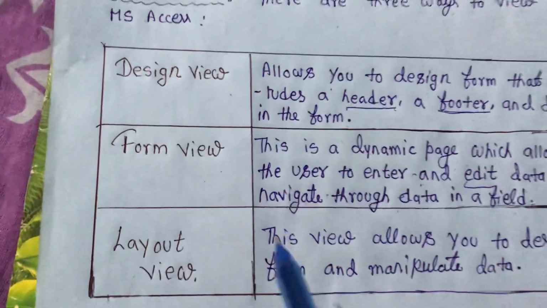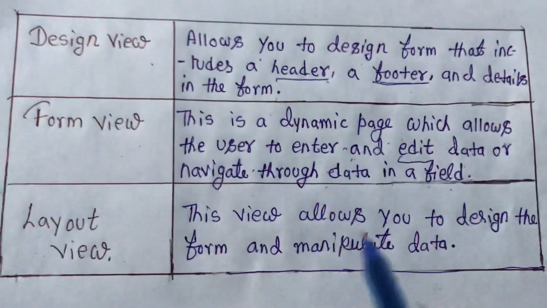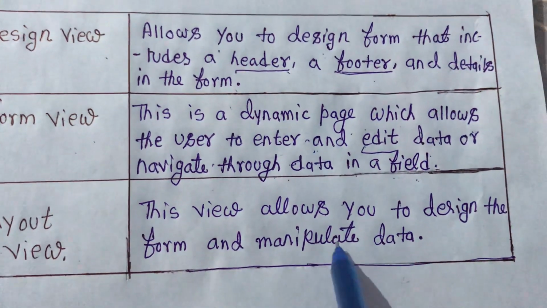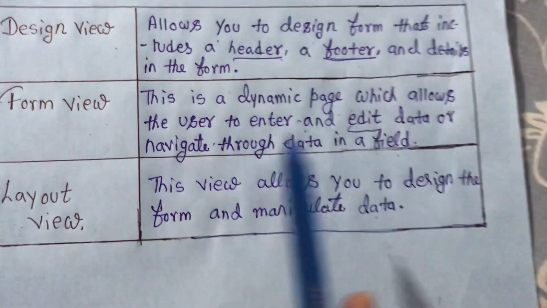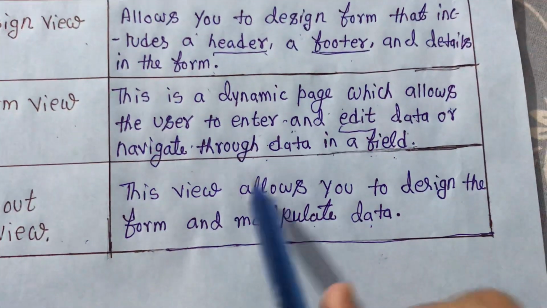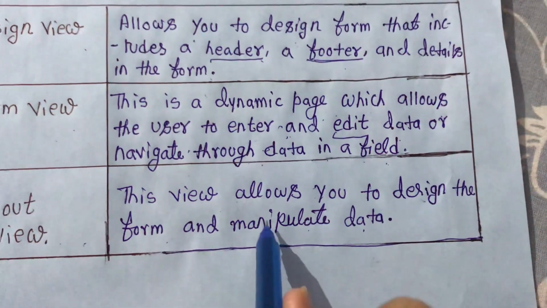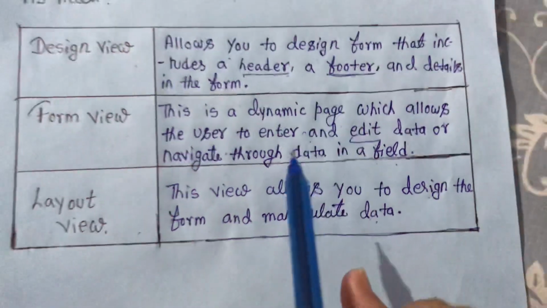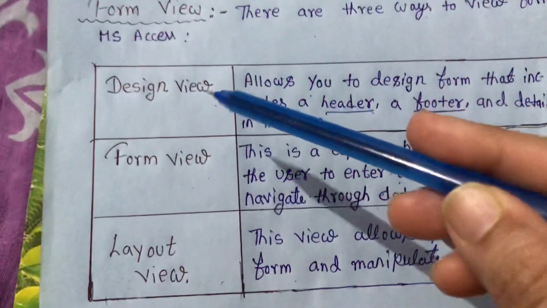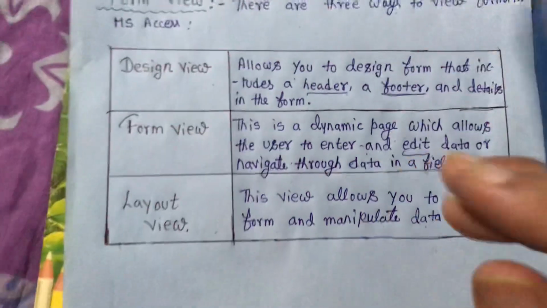Okay, now the last view is layout view. This view allows you to design the form and manipulate data. I'm repeating, in the layout view this view allows you to design the form and manipulate data. Okay, manipulate means some modification. So these are the three views of forms. So this is the lecture for today.